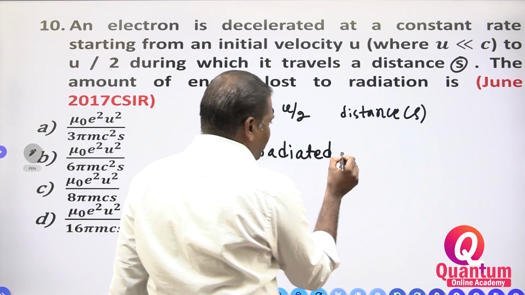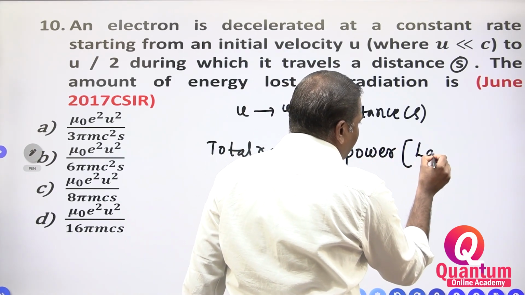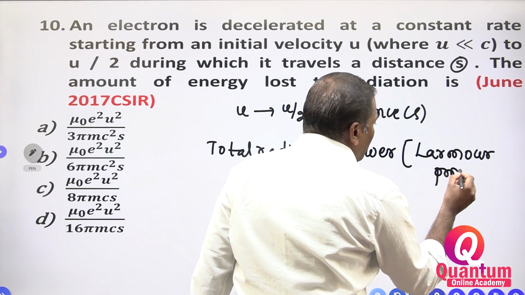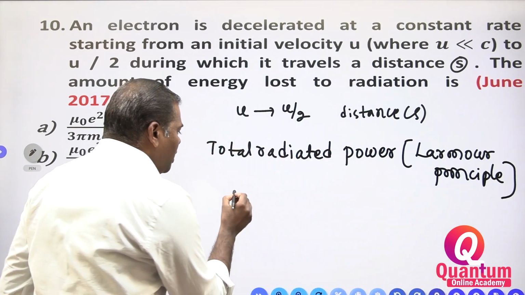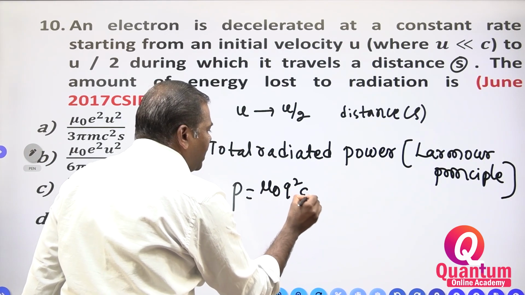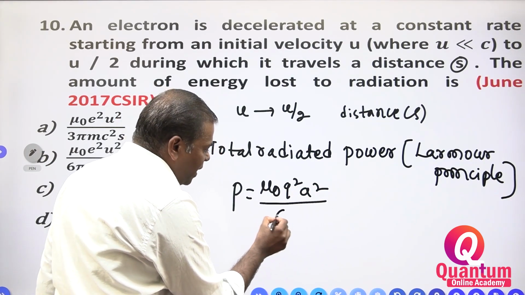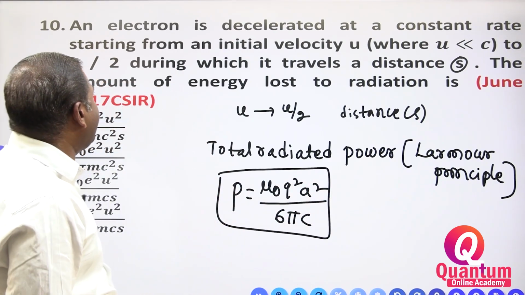this is the Larmor principle. Total radiated power, which one are we writing? Larmor principle. This is very, very important. Total radiated power P is equal to mu naught q square a square divided by 6 pi c. This is the total radiated power.